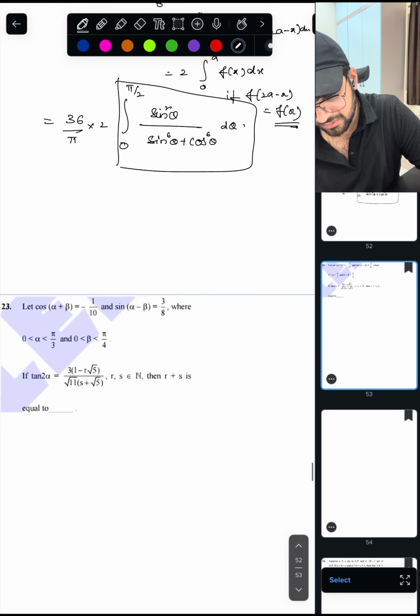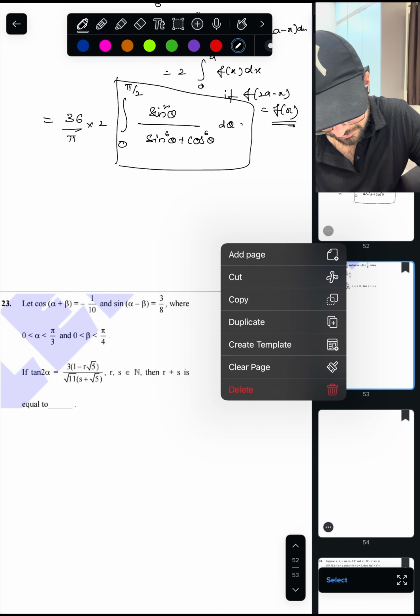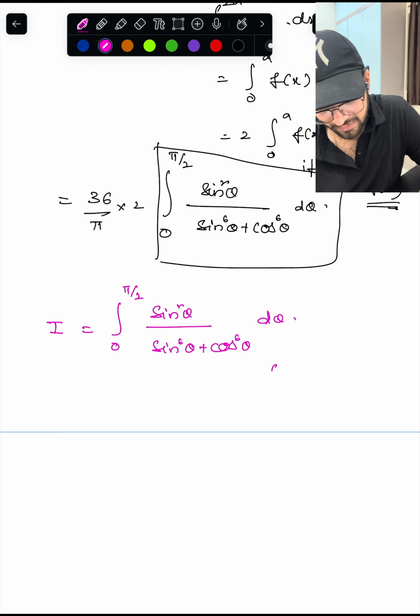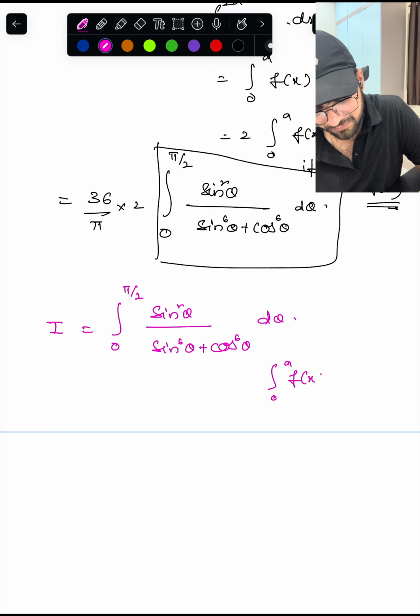So what I can do is, take that integration as I. So I is the integral from 0 to pi by 2 of sine square theta by sine power 6 theta plus cos power 6 theta d theta. Now I will apply again the definite integral property, which is integral 0 to a of f of x dx is integral 0 to a of f of a minus x dx.